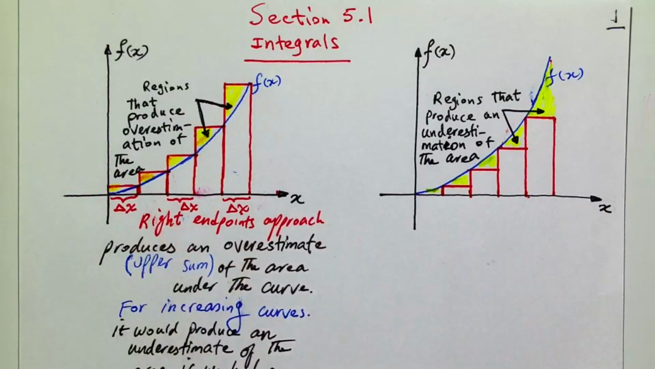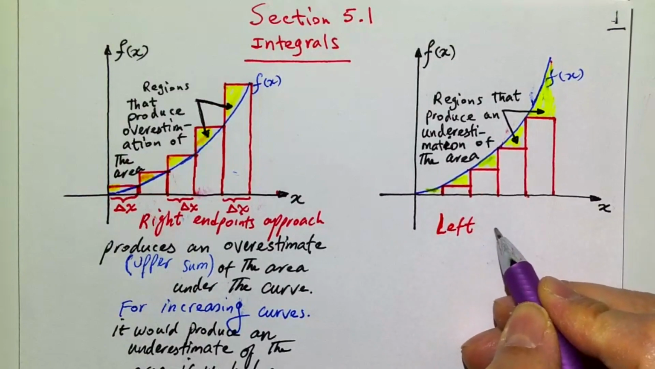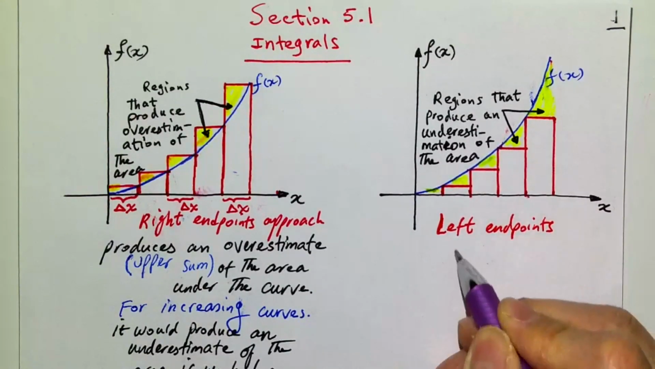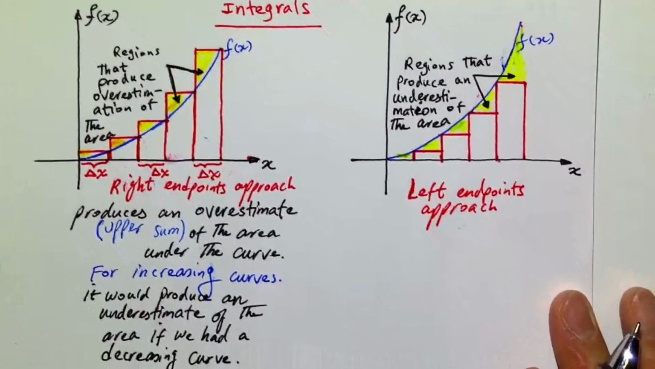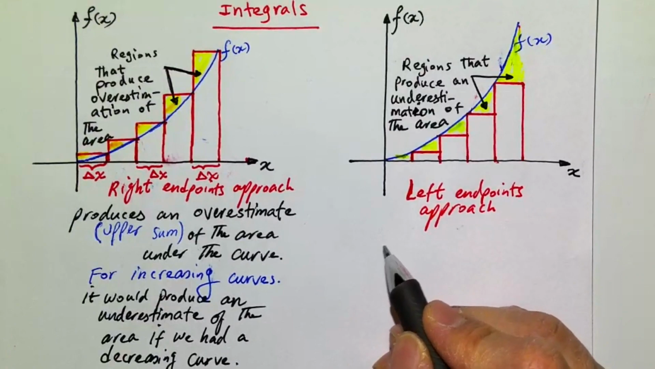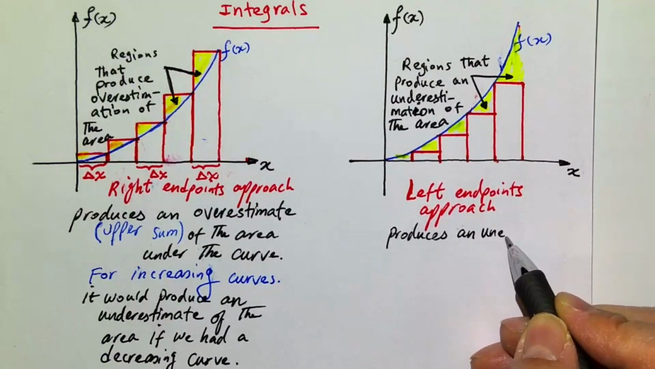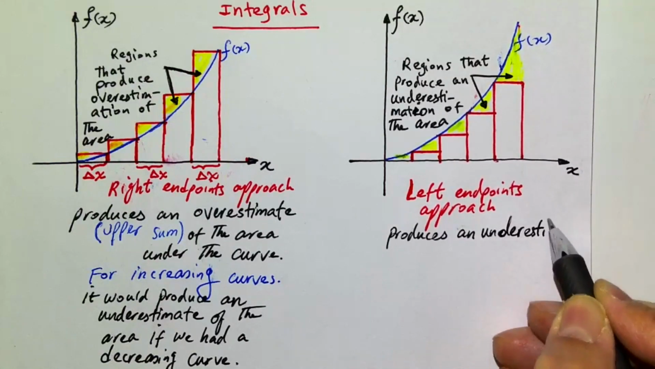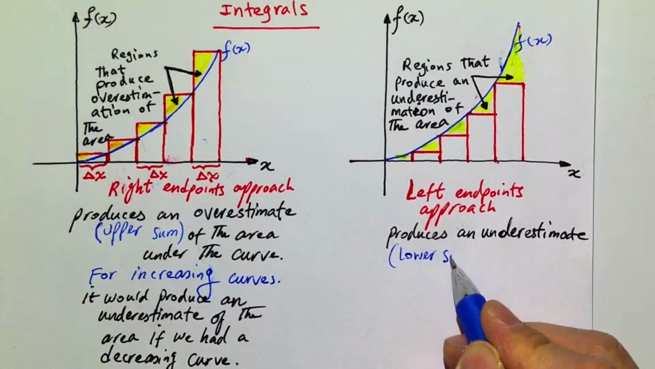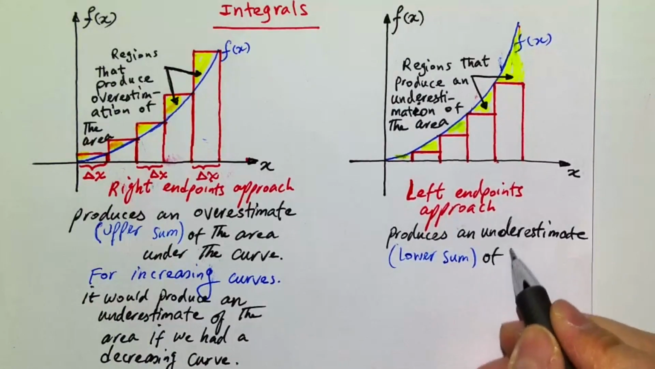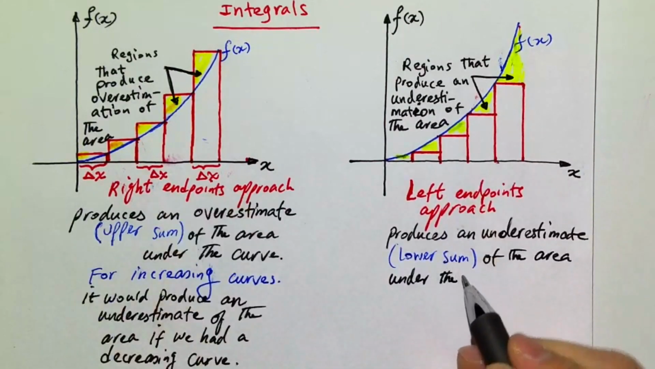So you can see that each one of these methods, each approach produces an error, and this would be the left hand or left endpoints approach, and we say that this way produces an underestimate or lower sum in this case, so lower sum of the area under the curve, right? And it's obvious from the pictures, from the figures.